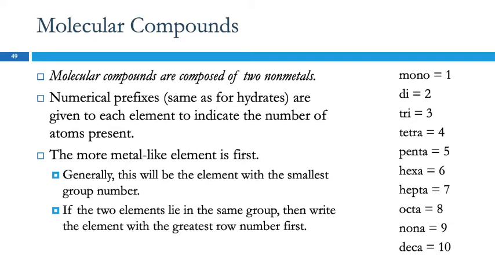And which element goes first? It's the more metal-like element. So how do you know what that is? Well, generally it'll be the element with the smallest group number, the element furthest to the left, which makes sense because we read left to right. So as you're going across the periodic table, the element you come to first is generally listed first, and the other one is listed second. And that's not really going to be a big deal.